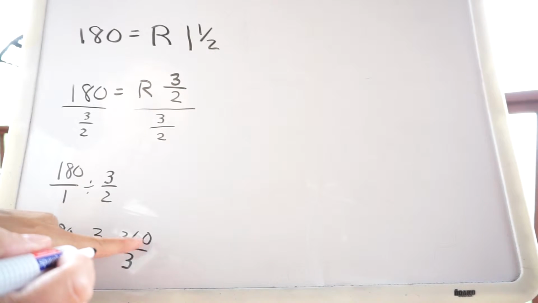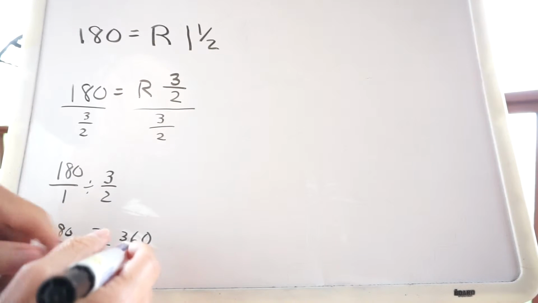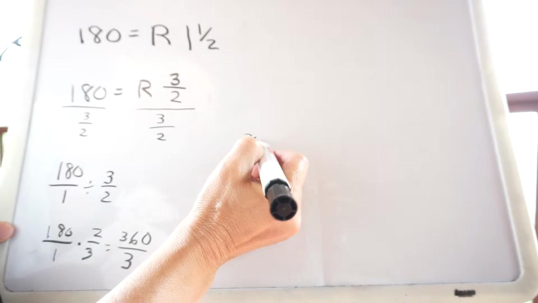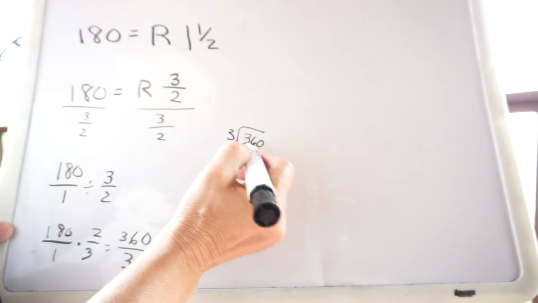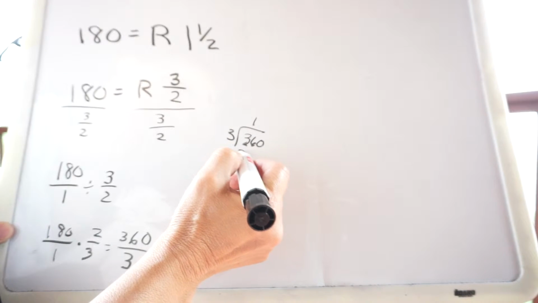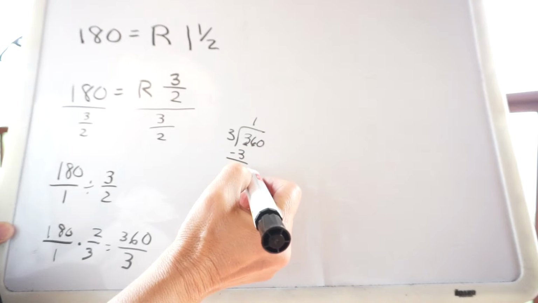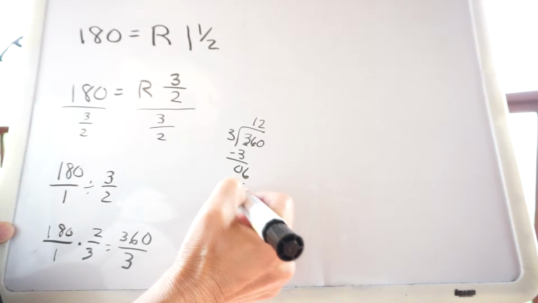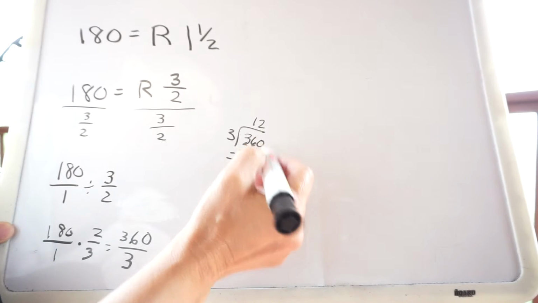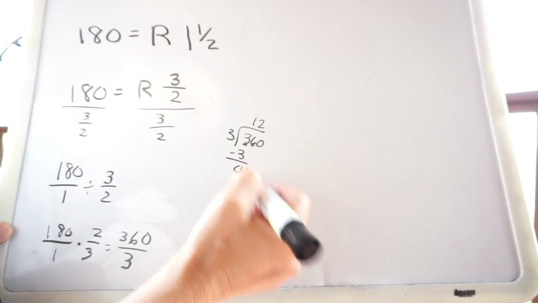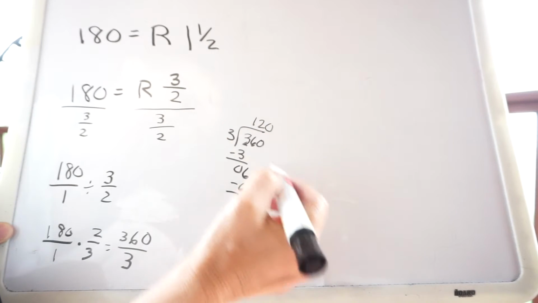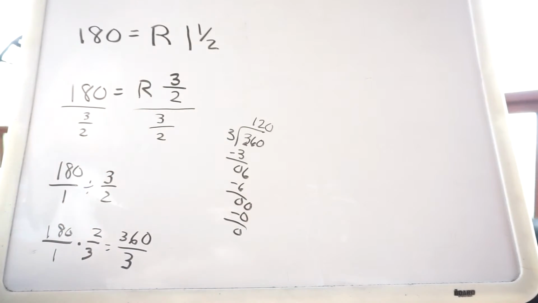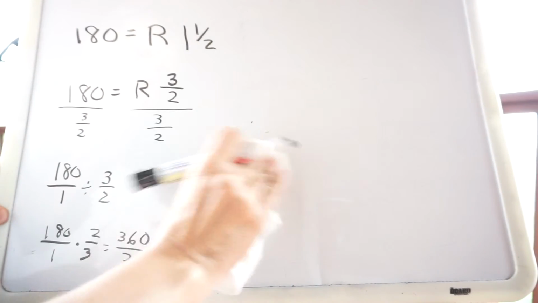Well, what is 360 divided by 3? I feel like I keep doing all of these side things. 360 divided by 3. 3 goes into 3 once. Multiply, subtract, bring down. 3 goes into 6 twice. Multiply, subtract, bring down. We have to keep bringing down until we're done with all of the numbers there. 3 goes into 0, 0 times, and then a remainder of 0. So, R is equal to 120.